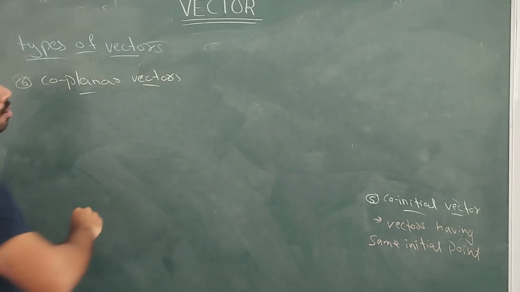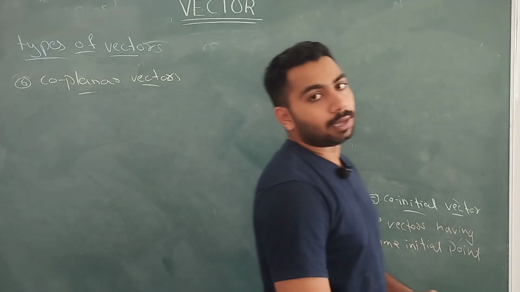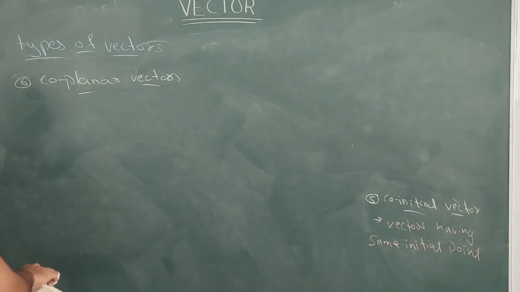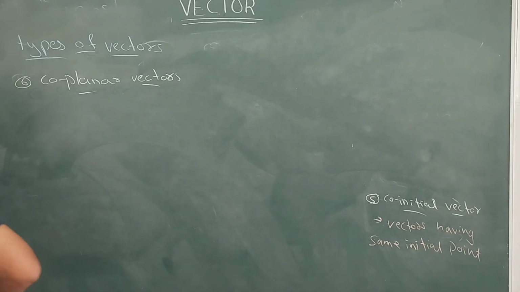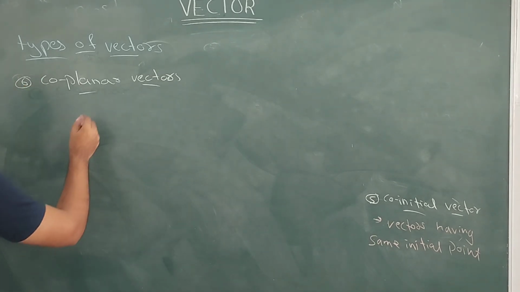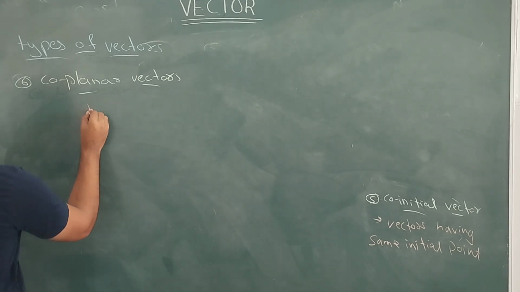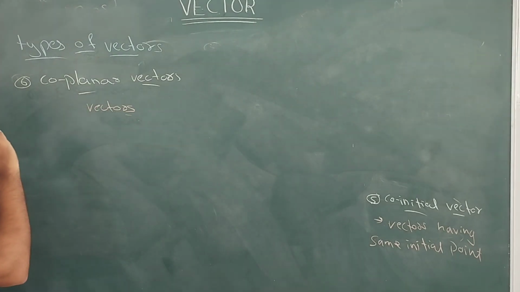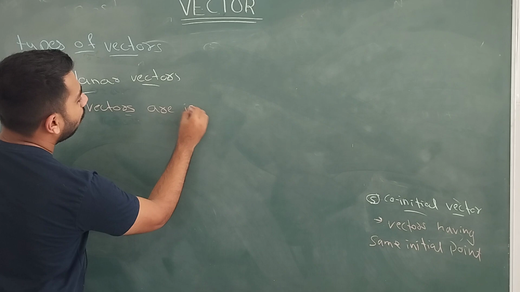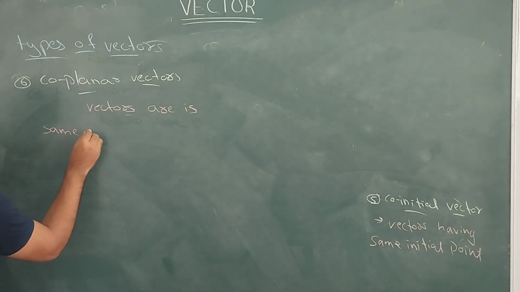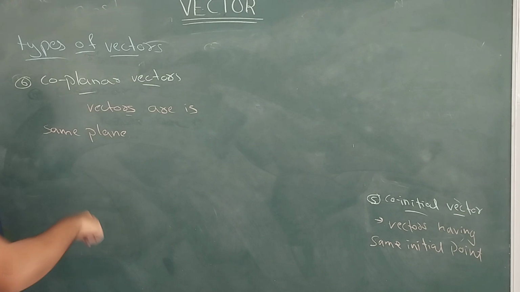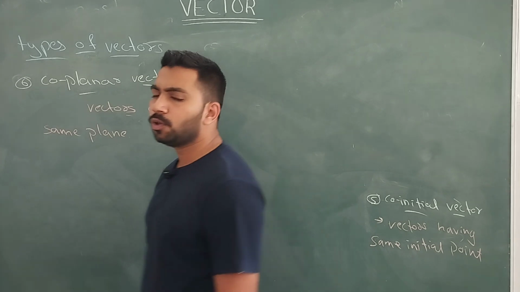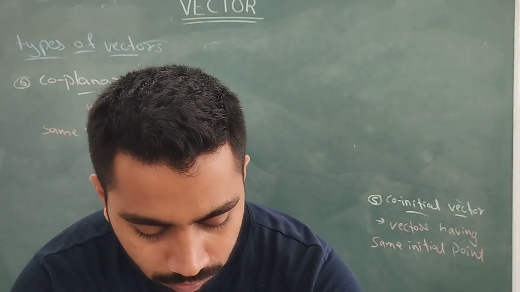coplanar vectors. Vectors in the same plane are called coplanar vectors. Sir, very simple sir, why are you teaching this? Nothing is simple, if you learn it is simple. Vectors, I am taking vectors, not a vector. Vectors in the same plane are called coplanar vectors. Now what is this coplanar vector? Sir, we didn't understand. Okay, I will give you one small demonstration.